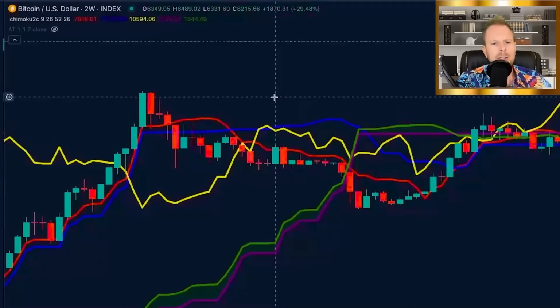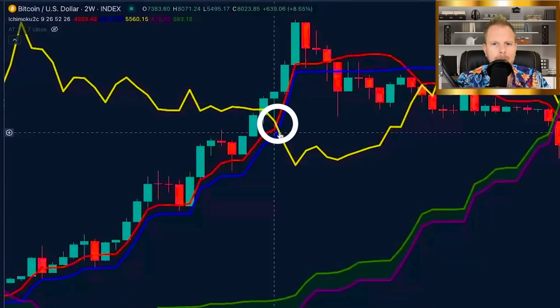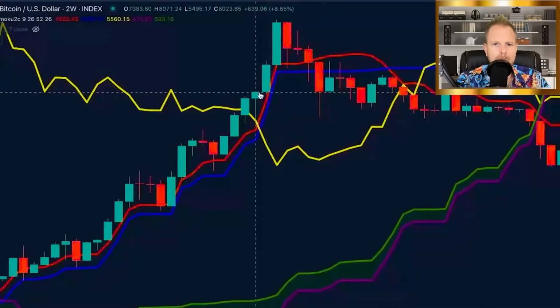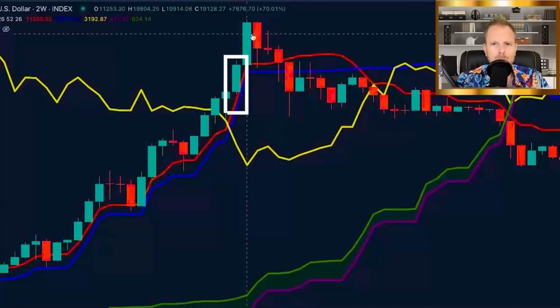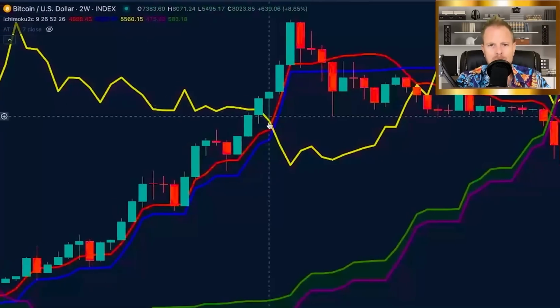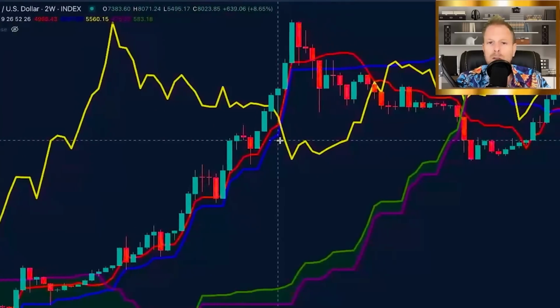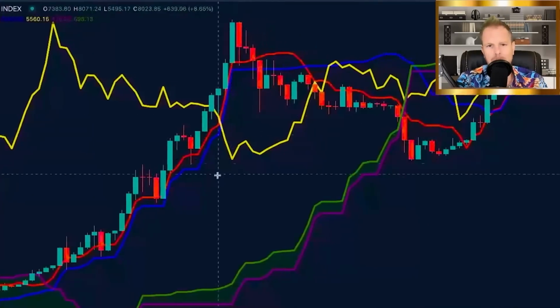You have yellow line crossing through the blue, happened right here, right on this candle right here, right? This candle was 1 candle from our top, right near our market cycle top. We're going to see this yellow line cross the blue. It's our telltale sign that, hey, watch out, the market cycle top.